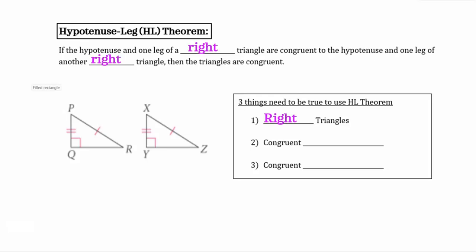Okay, it's called the HL theorem for a reason. Just like SSS is side, side, side, you need all three sides to be the same. We're just going to say HL here. You need the hypotenuse and the legs to be congruent in a right triangle.